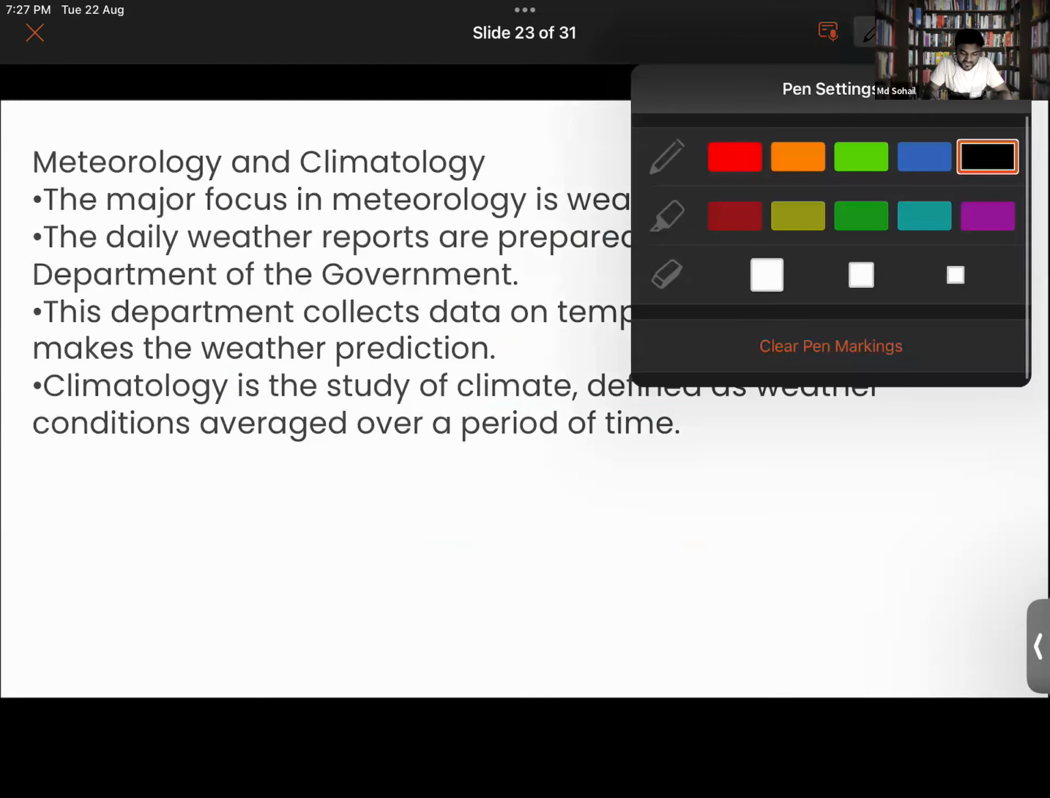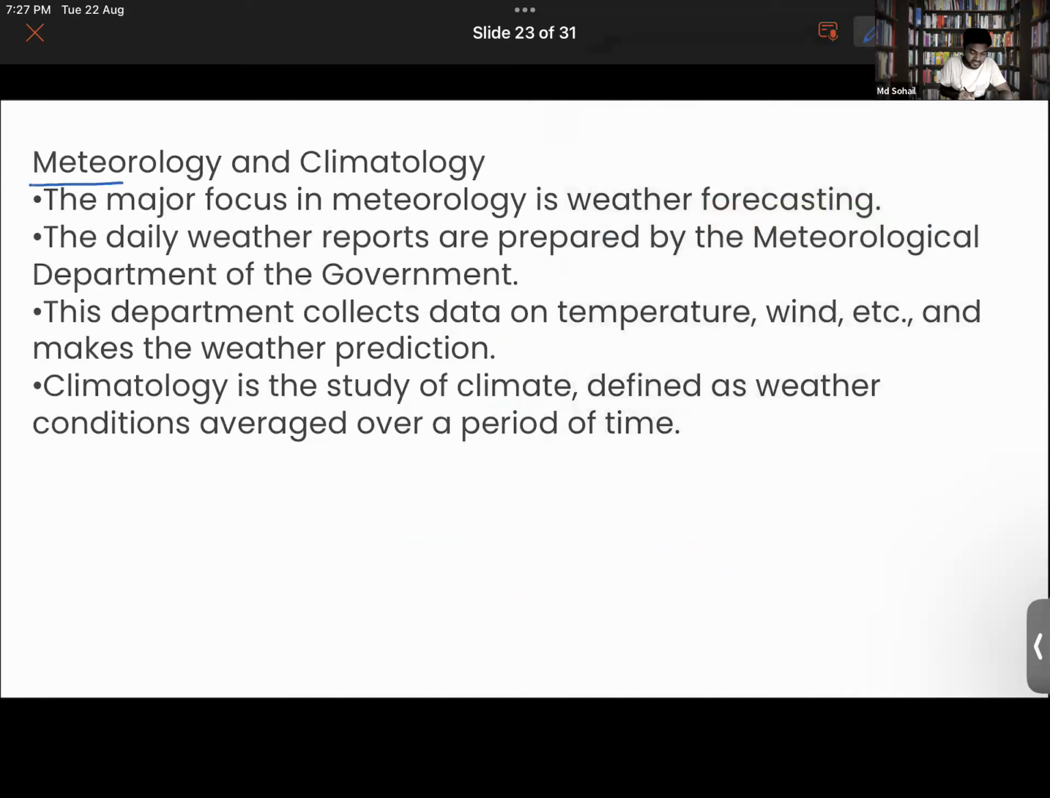Now, let's conclude the difference between meteorology and climatology. As I said, these are two branches of science in which you study weather patterns and climate patterns. In the meteorology department, the major focus of the scientists is weather forecasting. Their work is to prepare weather reports daily, submit them to the government department and display them to the public. This department collects data on temperature, wind, etc.